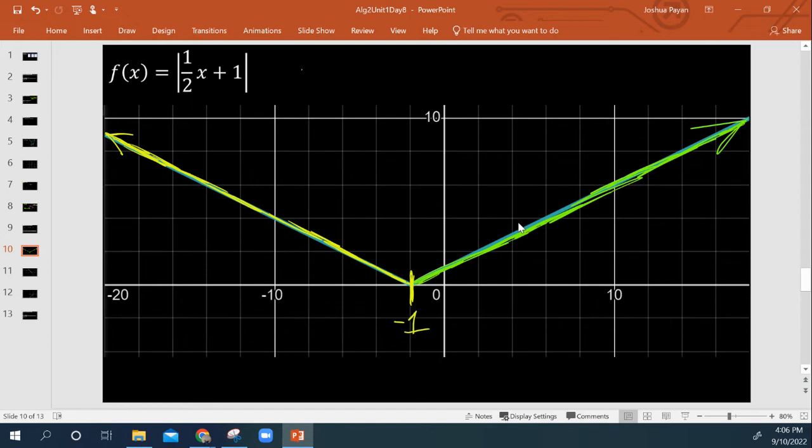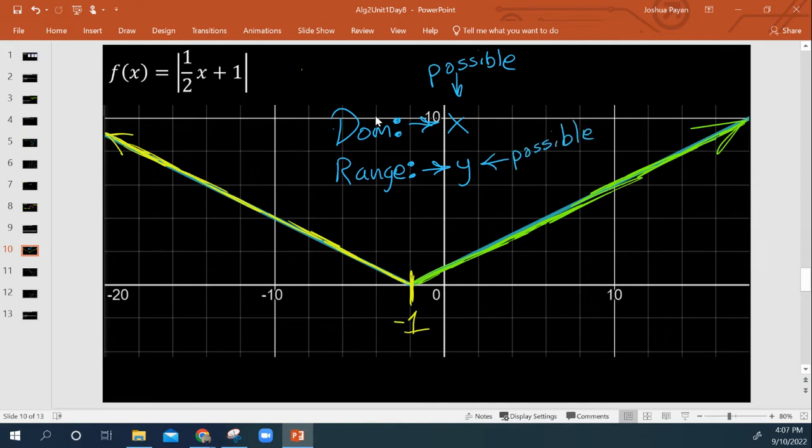Okay, so if you remember, domain is relative to x, and it just means the possible x values here. That's all it's going to mean there. Okay, so when we talk about range, however, we're relative to y. And of course, we mean the possible y values. Okay, so let's talk about that given this example here.